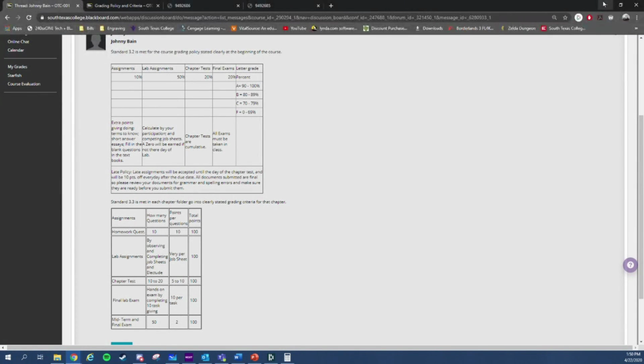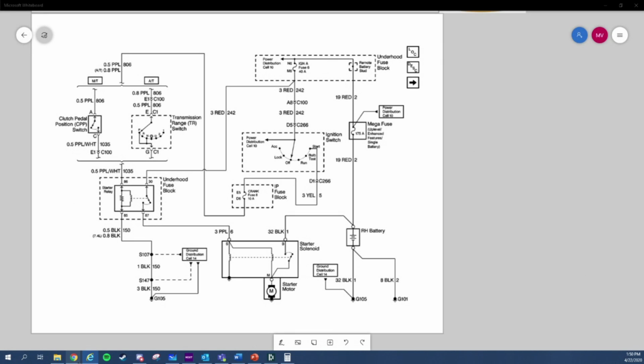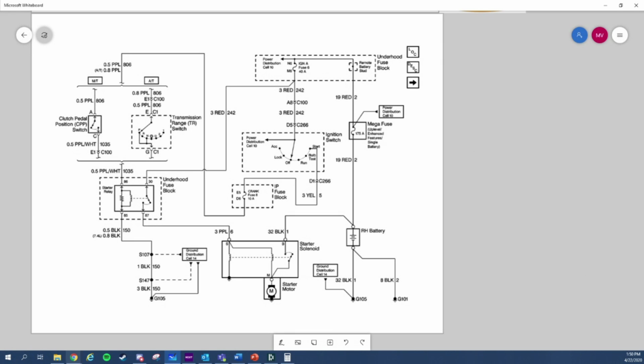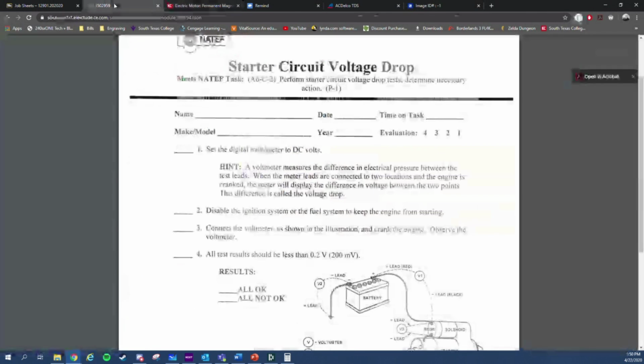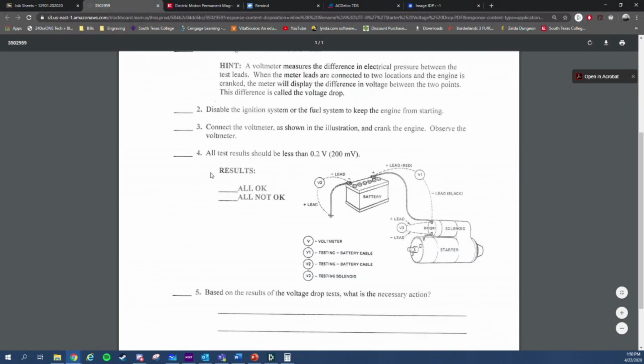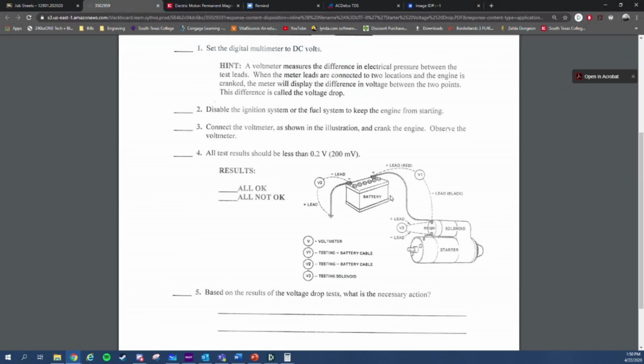So, if we're going back to this job sheet, oh, this is my homework. Nope, this is not it. Nope, not that either. Is this one? Yeah. So what I want you to do is, this was the job sheet we would have done in the actual class. I wanted you to do a voltage drop on the cables that connect the starter motor. So all test results should be less than 0.2 volts, which is 200 millivolts.